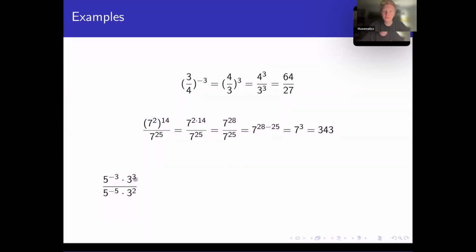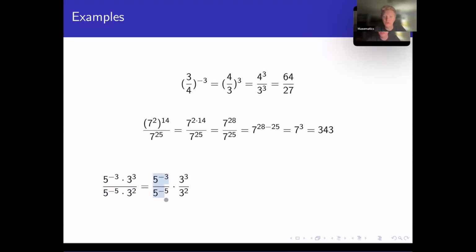5 to the negative 3 times 3 cubed over 5 to the negative 5 times 3 squared. Well, I haven't really mentioned it before because we haven't really needed to. But note that we can only combine and use all these rules when the bases are the same. So notice that we can't combine 5 to the negative 3 and 3 cubed because those bases aren't the same. Everything we've been doing so far has been when the bases have been the same, such as here, 7, same base, we're allowed to subtract exponents. Here, not the same base, we can't add. Here, not the same base, we can't add. But what we can do is group bases together. Notice that we have a 5 in the numerator and a 5 in the denominator, 3 in the numerator and 3 in the denominator.